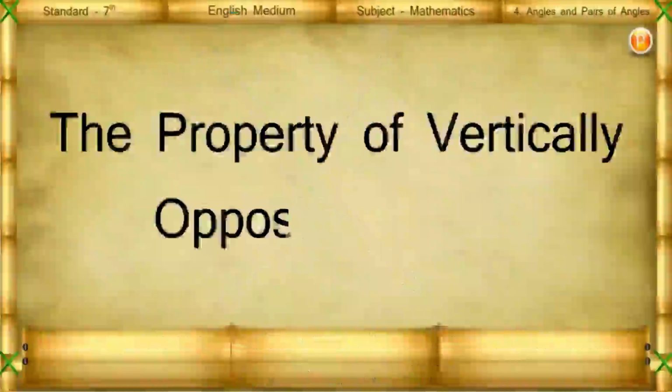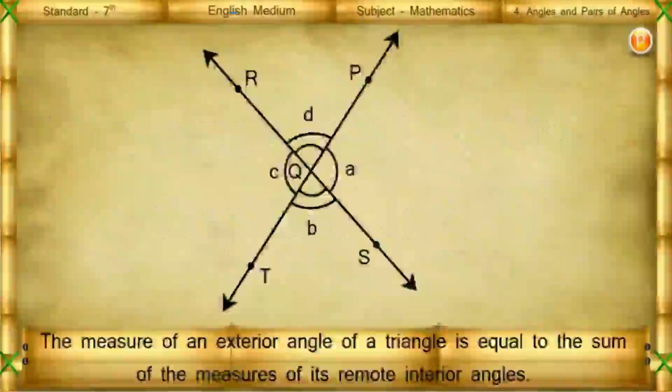The property of vertically opposite angles. The measure of an exterior angle of a triangle is equal to the sum of the measures of its remote interior angles.